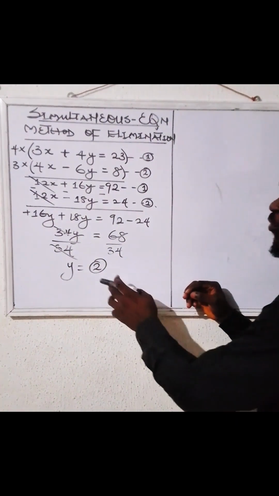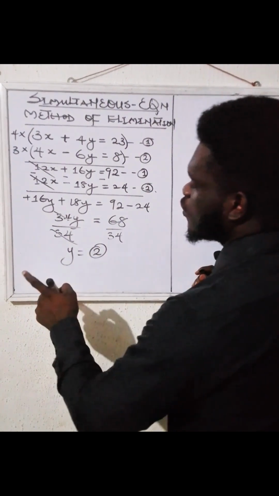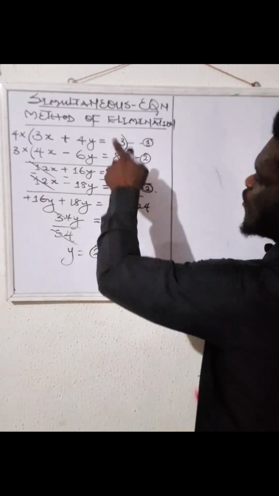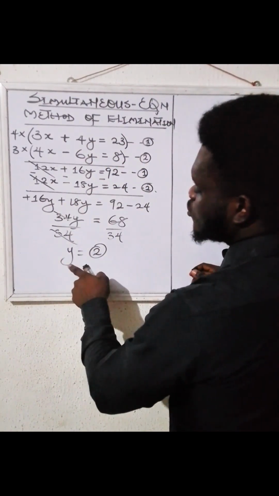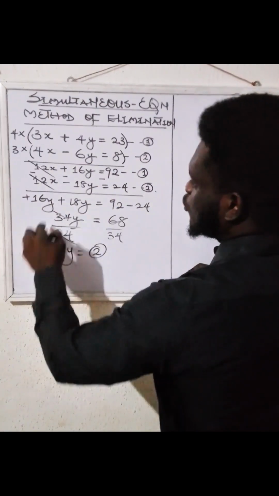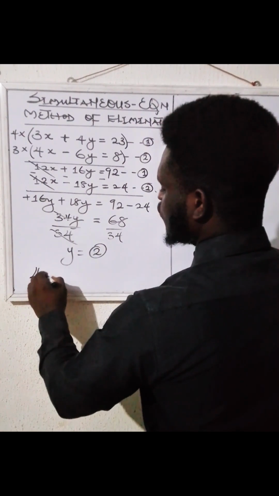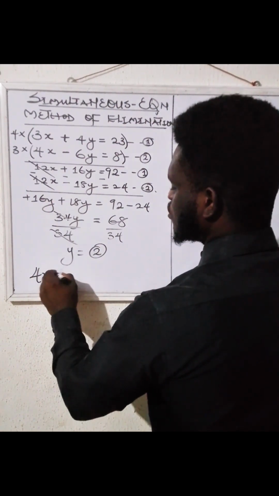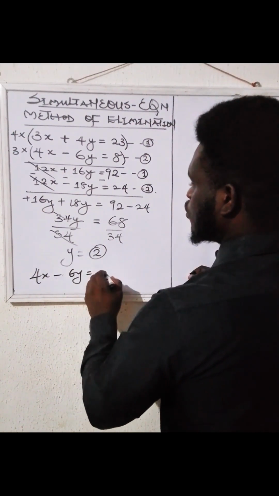So you have gotten the value for y. What about x? That's the beauty of simultaneous equation. You can pick either of equation 1 or 2 and substitute the value of y into it. So me, I would want to pick equation 2. And equation 2 says 4x minus 6y must be equals to 8.